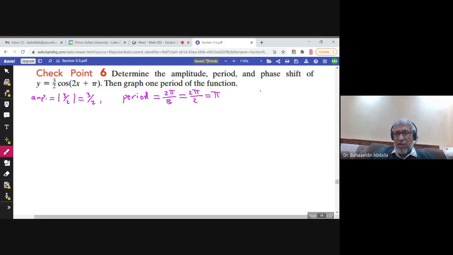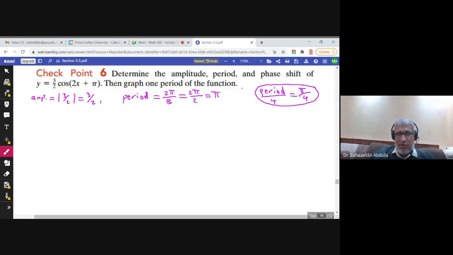We usually need the period over 4 to add to find the x values, so it's okay to find it here. Period over 4 would be pi over 4. This is important. We will use it to find the x values.